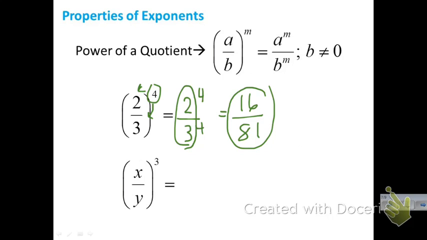That's our final answer. On the next one, this 3, you're going to distribute to both. And remember, it's a power, so it stays a power. x to the third, y to the third, and the bases are not the same, so that one is completed.